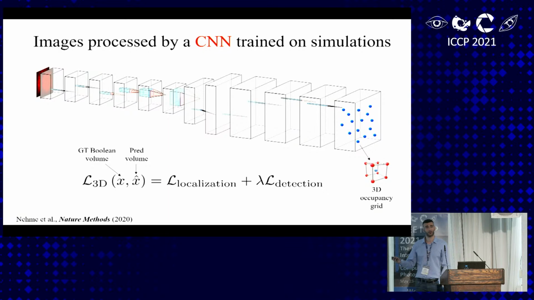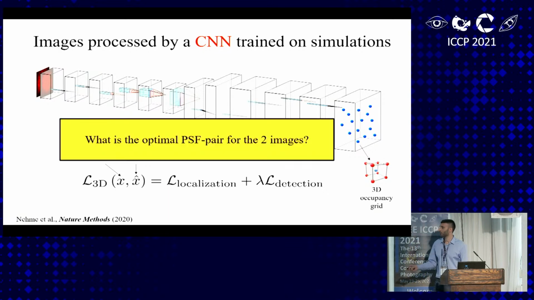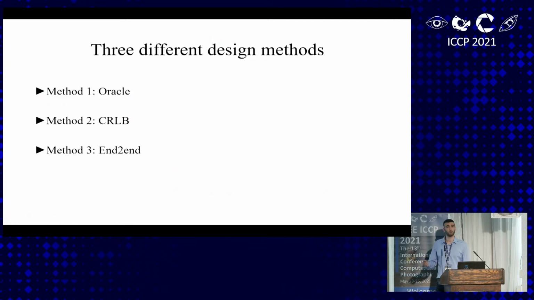Now that we know how to localize the images, the true question is, how do we acquire the two images in the first place such that we get high detection rates at high emitter densities? To answer this question, we propose three different design methods. And first, let us start with the intuitive one.